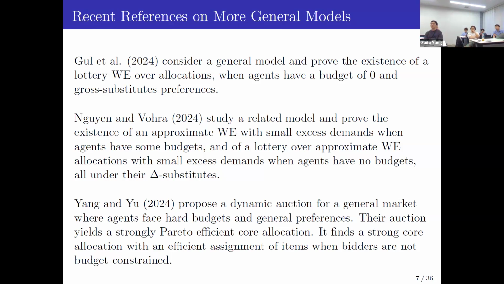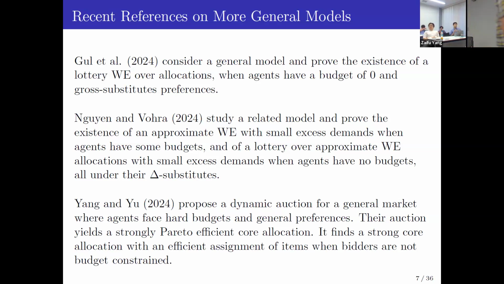And then Baldwin and coauthors also published a paper in the Journal of Political Economy. We studied a very similar model, and actually they prove two different types of approximate equilibrium. So in what sense? The approximate equilibrium allows some excess demand.